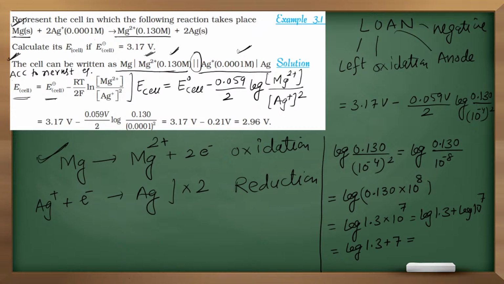That you can calculate by using the calculator. Log of 1.3. So yes, what is the value of log of 1.3? First we count the digits before the decimal place, that is only 1, therefore the characteristic is 0.